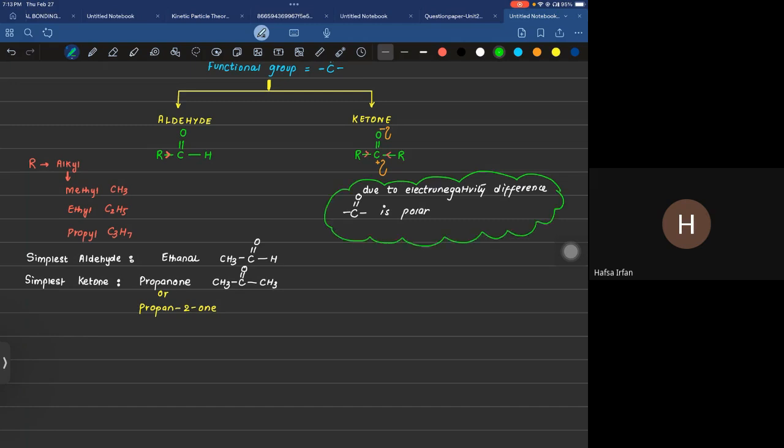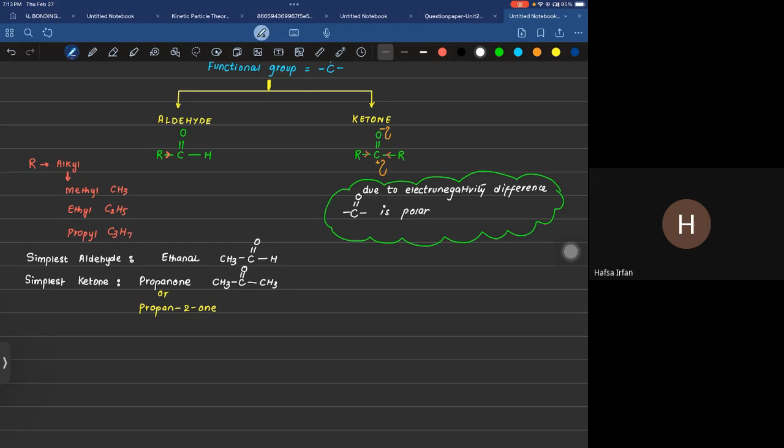Okay, polar means what type of intermolecular force of attraction? You will say permanent dipole. I told you that permanent dipole is there between the polar molecules, and London force, or you can say induced dipole, or temporary dipole, is present between the non-polar ones.